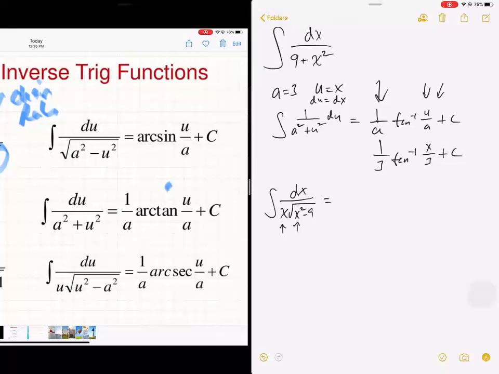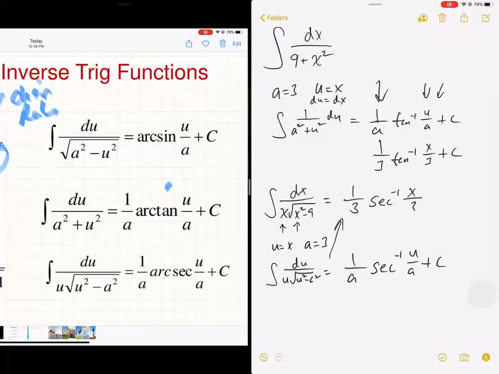This is going to be u is x and a is 3. Let's rewrite it. This is the integral of du over u square root of u squared minus a squared, which is 1 over a secant inverse of u over a plus c. And we're really just plugging in all our variables. So if I want to plug it back into this version, a we said was 3, secant inverse, u we said was x, a we said was 3, plus c. So you have to get used to seeing these problems and identifying which one is your u and which one is your a.